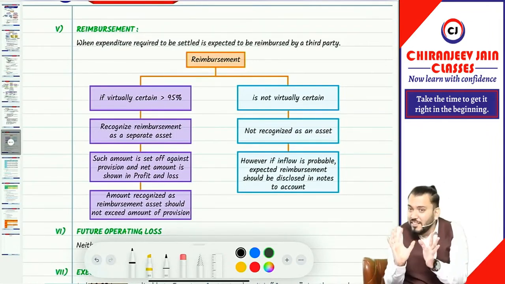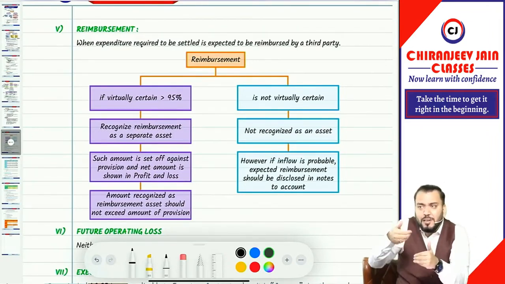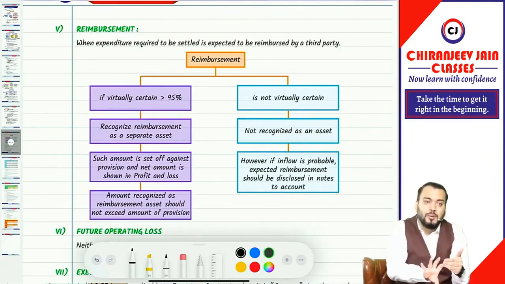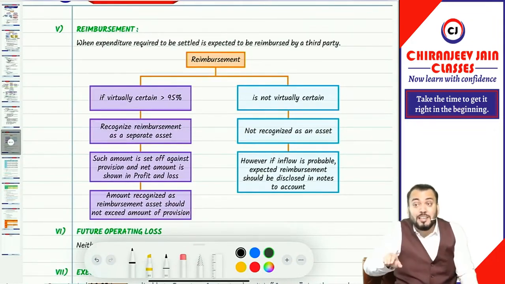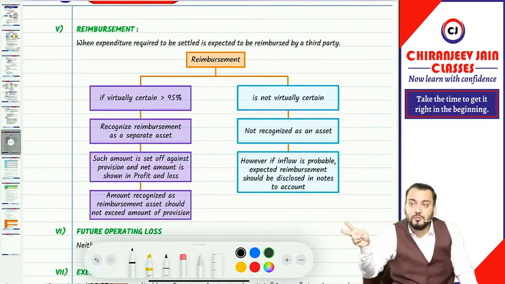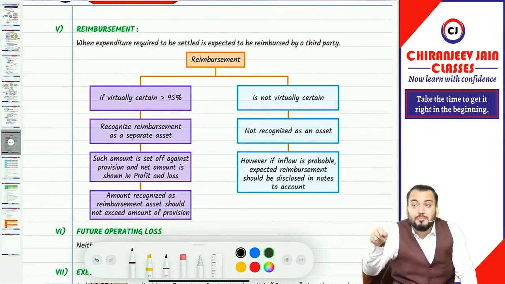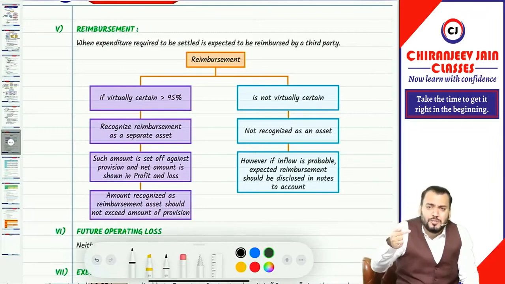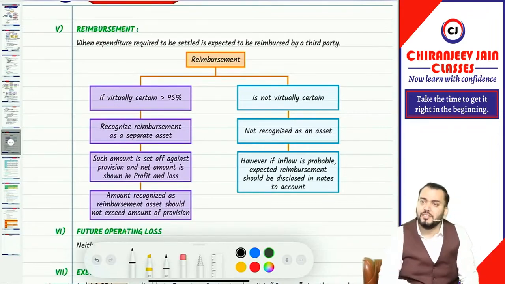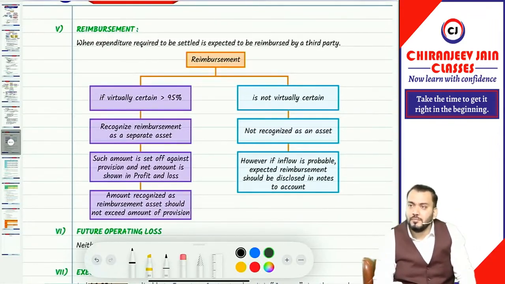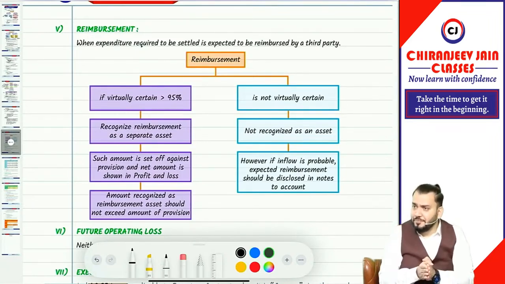What is the topic? First let us understand the topic. Expenditure will be incurred for any obligation for which we have created a provision. If that expenditure will be reimbursed by a third party, 2 doubts will arise. If it will be reimbursed by a third party, whether we should create a provision? What is your answer? Let us take one example.